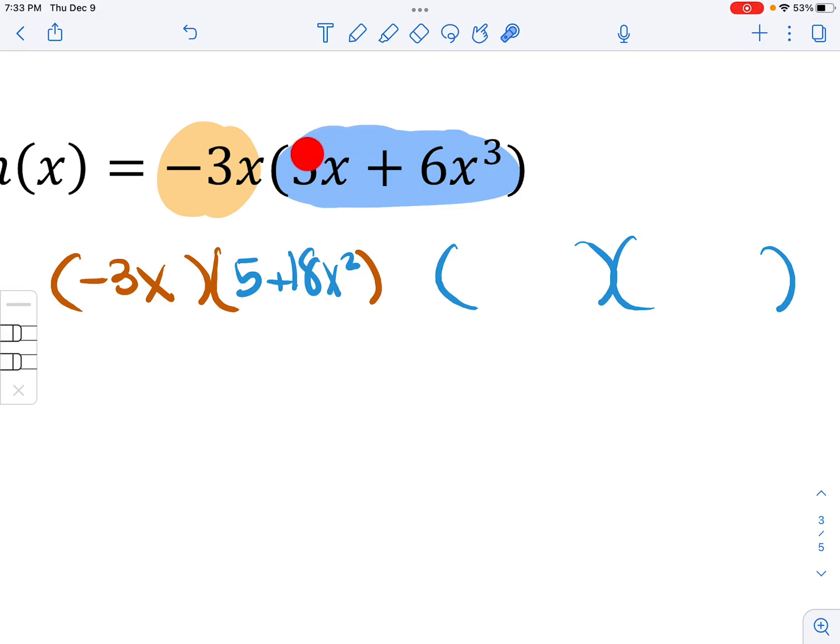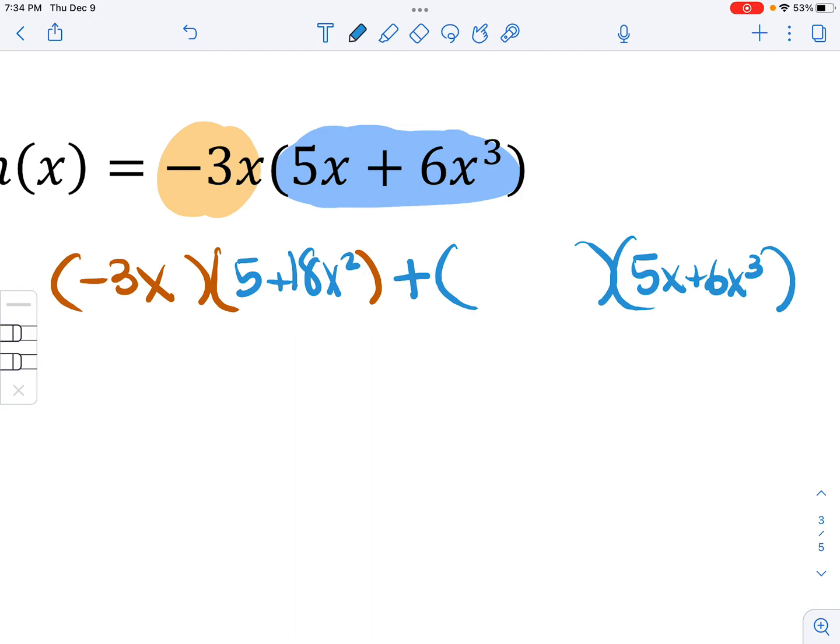Exponent is 1. 1 times 5 is 5. X decreased by 1, so x to the 0, no x's. 3 times 6 is 18. 3 minus 1 is 2. And then always a plus sign. And then I asked myself, okay, what did I do here? Here, I kept the first one the same. So now I'm going to keep the second one the same.